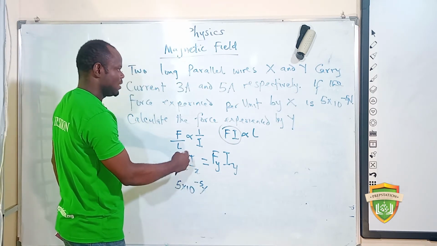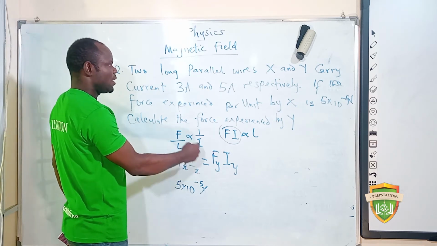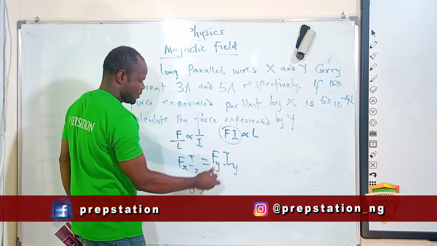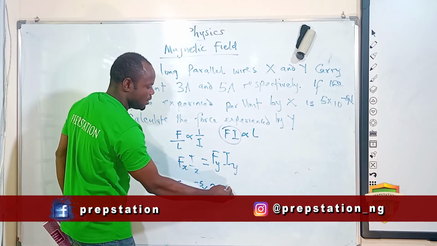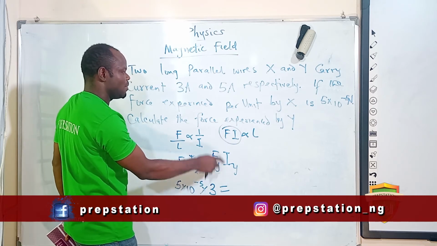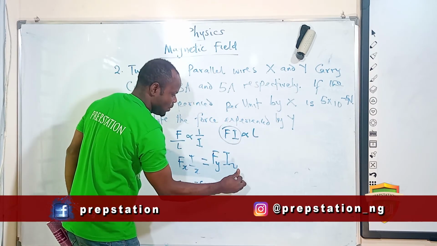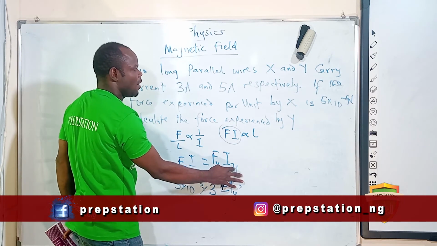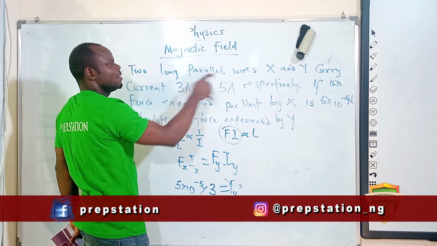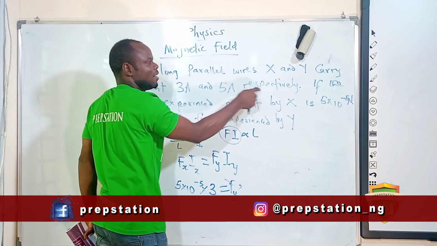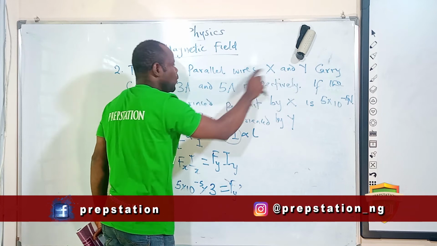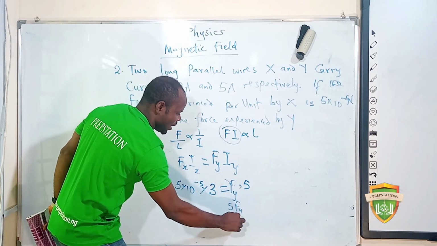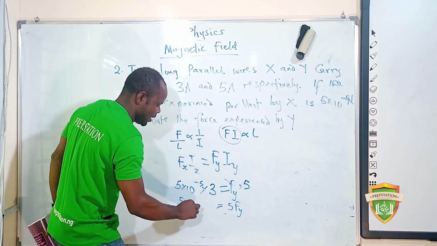What is the current? The current for X is 3, and for Y it's 5. So we multiply 5 times 10 to the power of minus 5 by 3, equal to the force experienced by Y, which is what we are after, Fy. Don't forget, X and Y are given as 3 and 5 respectively, so the corresponding value for Y is 5. So we multiply by 5: 5 Fy equals the value you still have here.